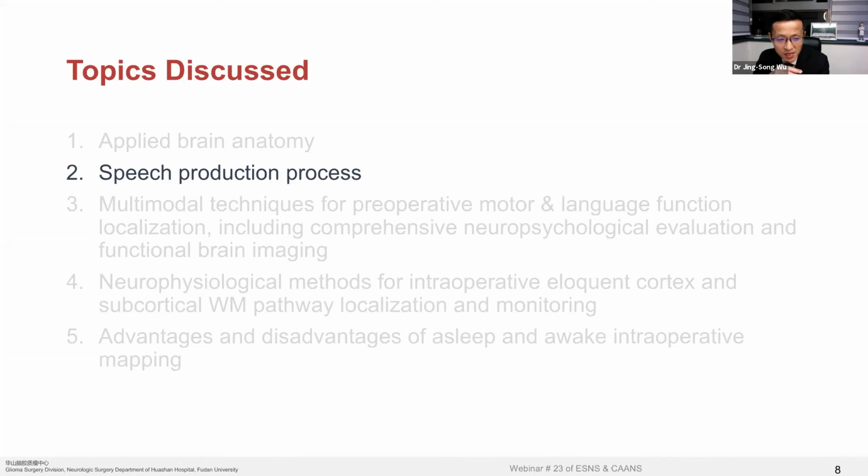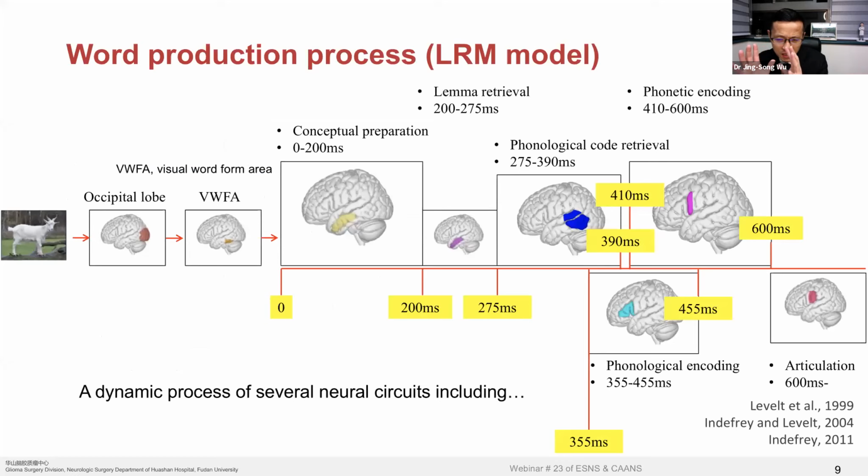So let's move on to the second topic, the speech production process. This slide is a little bit complicated, so I will explain the details of the word production process, also called the LRM model. This slide shows the whole word production process during picture naming. When this picture of a goat is seen, the occipital lobe is the first to get activated by the visual information. Next, the visual word form area, also called the fusiform gyrus, gets activated to complete the visual recognition of the image.